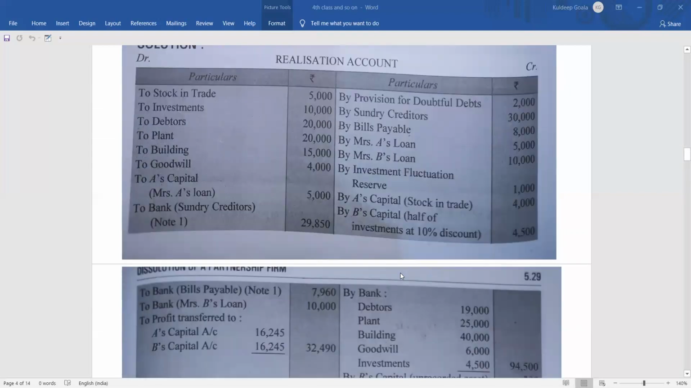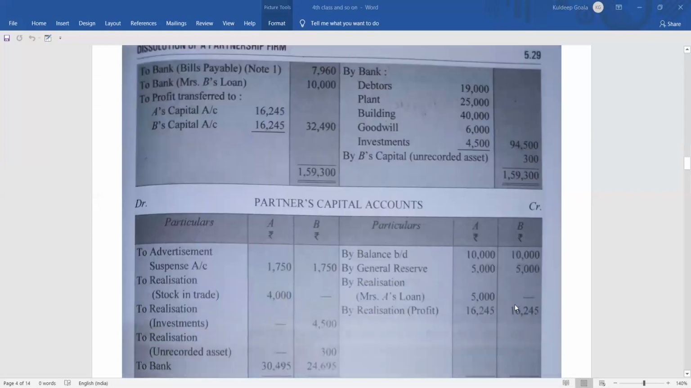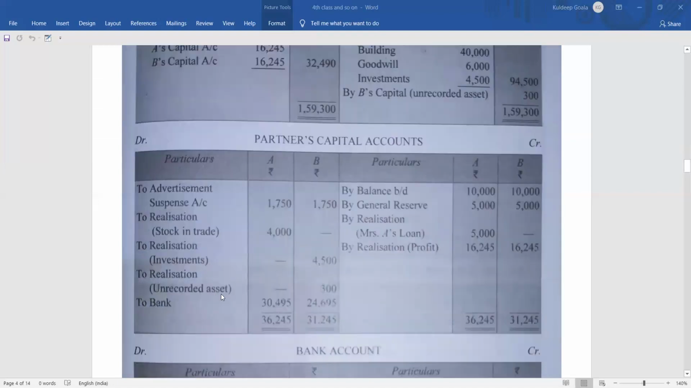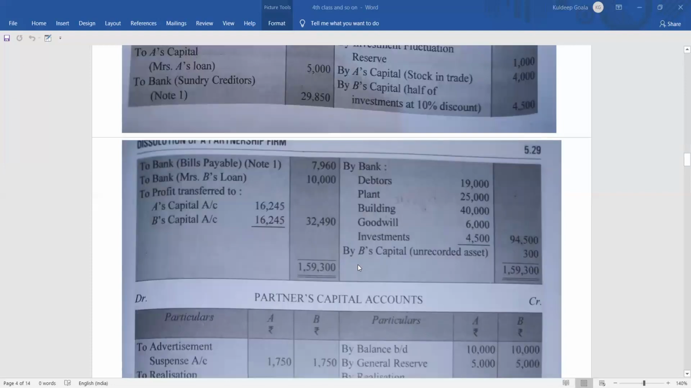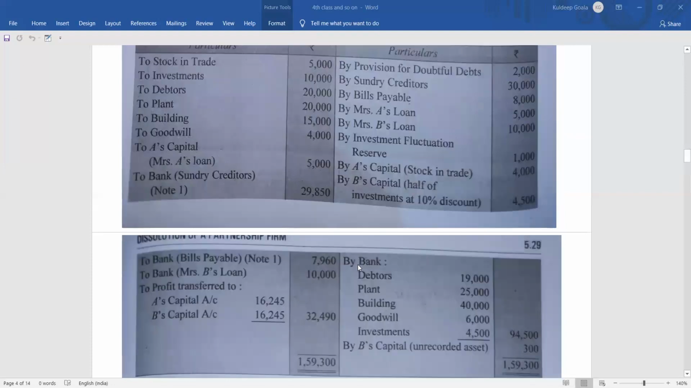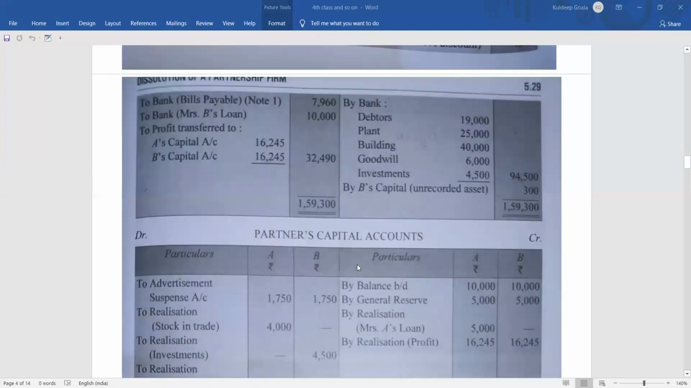So that part is over. Then again we have B's capital, how much? 300. So again it will be B's capital account debit to realization. So B's capital account debit side to realization account, unrecorded asset 300 will come. Okay, over, nothing else left. So we will go for balancing the capital account. I hope all of you are able to understand. It is very simple. Once the adjustments in realization account are over, you can expect that more than half of the sum is over.